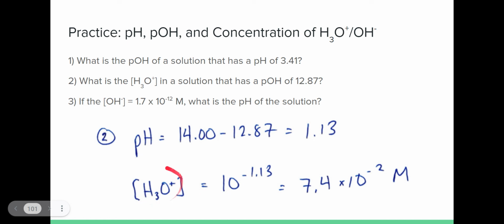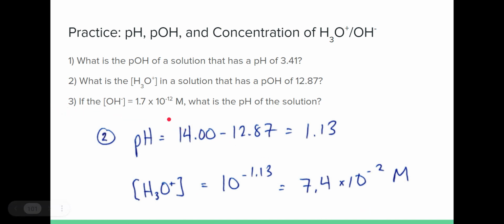And then we can use the alternate expression of the pH equation, H3O+ is equal to 10 to the negative pH power, to calculate the final concentration of hydronium, which comes out to be 7.4 times 10 to the negative 2nd molar.